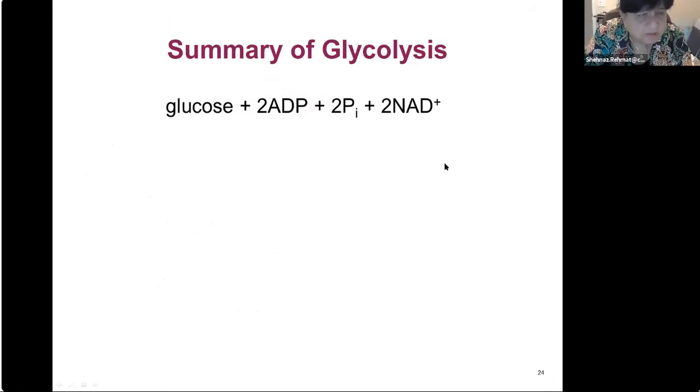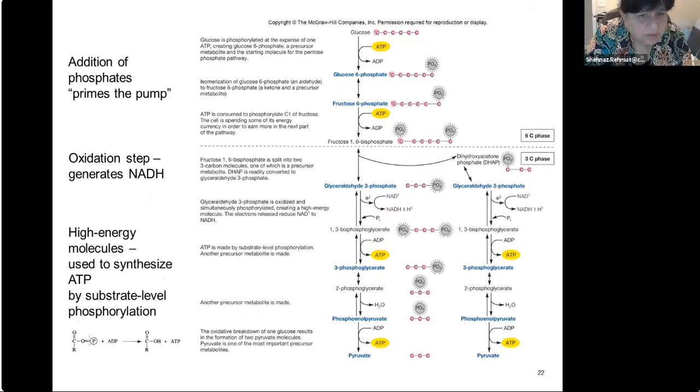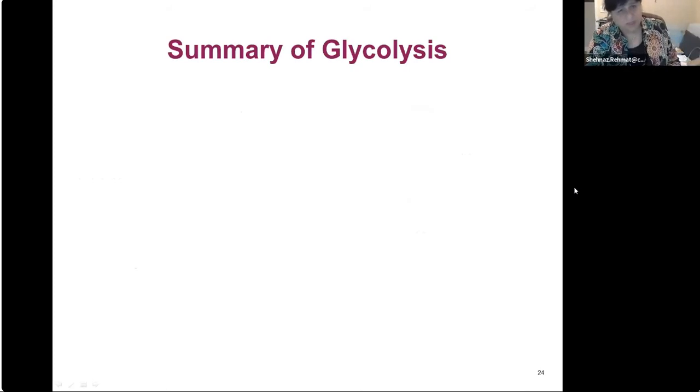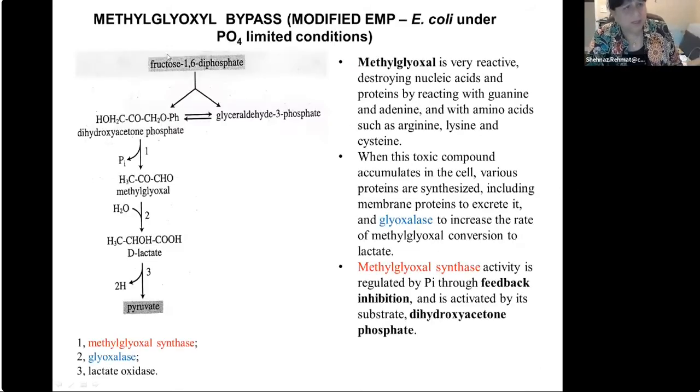Let's go back and see where the phosphates were being used. Remember, I told you that inorganic phosphate is needed at this substrate level phosphorylation, and if there is not enough phosphate, how it is going to run the glycolysis is what we're going to look at by the methylglyoxal bypass. So in this case, you know the two 3-carbon compounds produced at that step where the DHAP is there and the glyceraldehyde 3-phosphate is there.